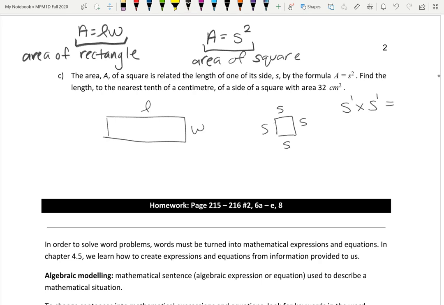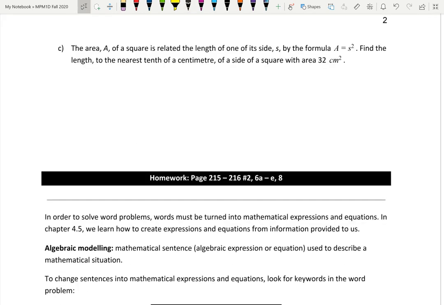Okay, let's go back to the question. So find the length of the side of the square with the area of 32 square centimeters. So it gives us the value for A. So A is 32. So now we're trying to find the value of S. So first what I'm going to do is I'm going to isolate for S.